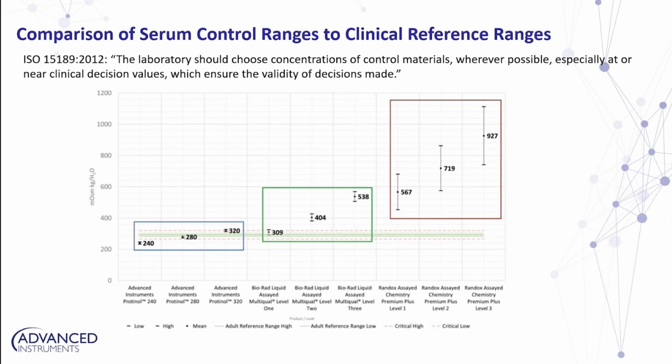Bio-Rad has only one level within the clinically relevant range of patient values. Level 1 is near the critically high value with no levels covering the low or normal range. Randox does not offer levels near low, normal, or high values for serum osmolality. All three levels far exceed the critical high value of 320 milliosmoles.